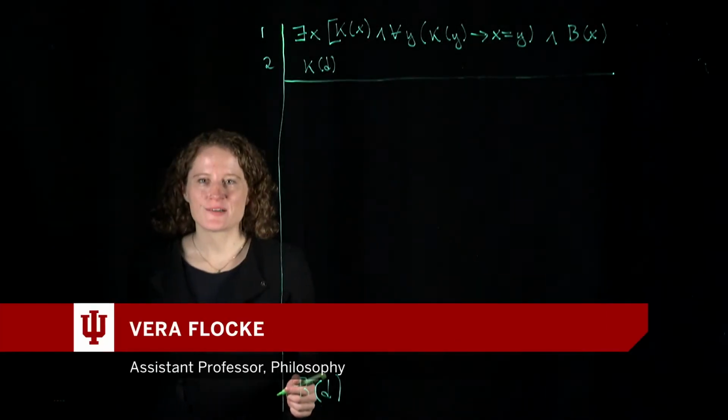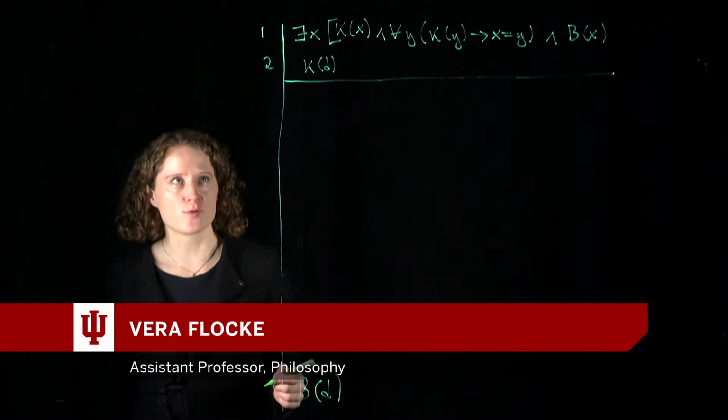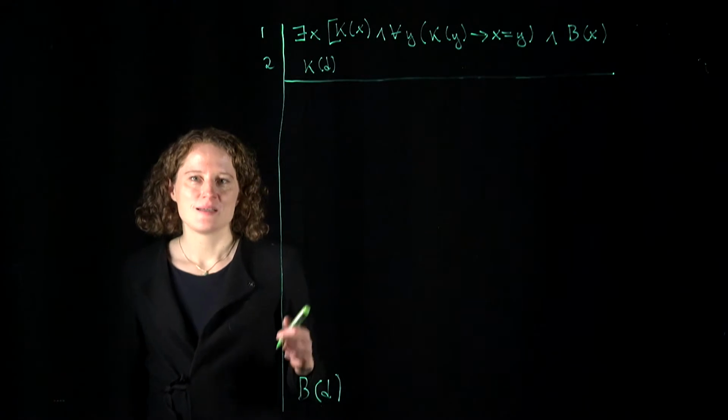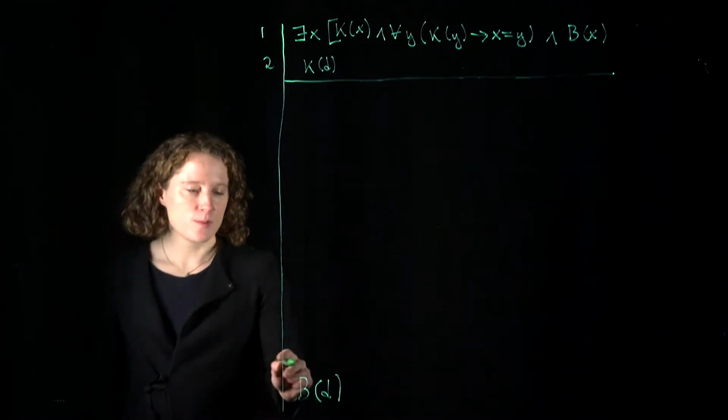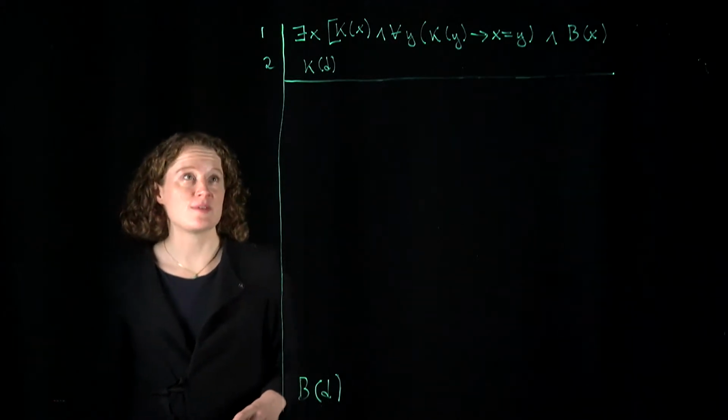In this final part of the lecture, we are going to look at a few examples of proofs that illustrate the use of our quantifier rules. Here's the first example. We want to prove the conclusion BD from two premises.